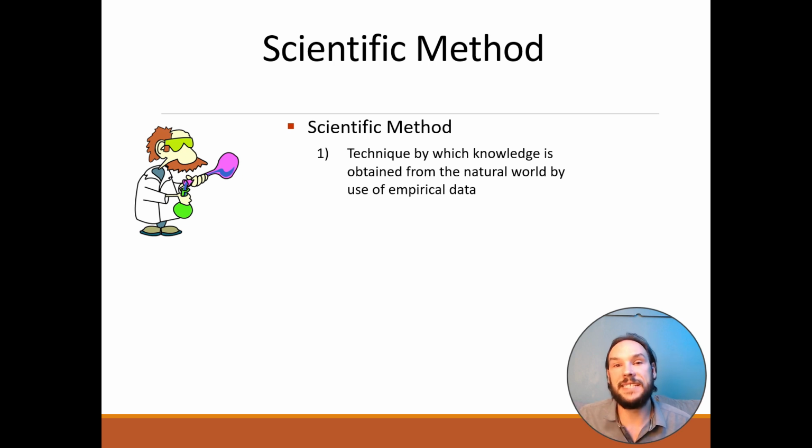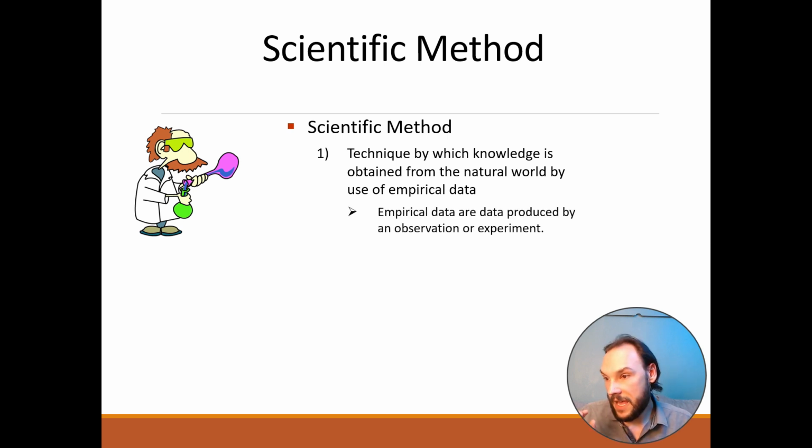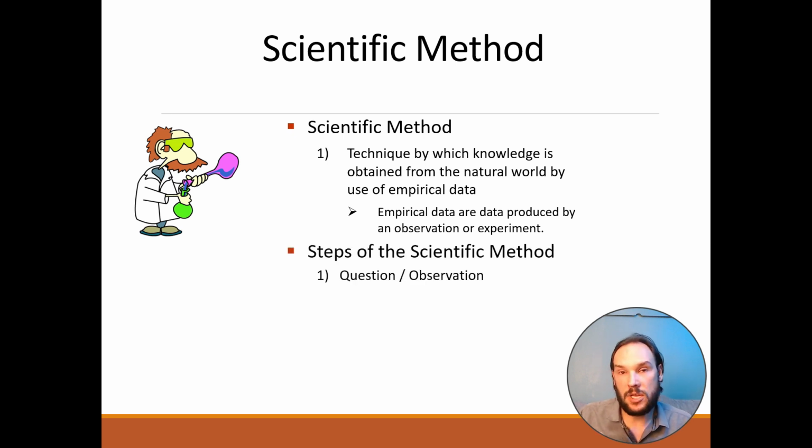Now, if we look at the scientific method, it is a special technique by which knowledge is obtained from the natural world by use of empirical data. Empirical data are the data produced by an observation or an experiment. So there are certain steps to the scientific method.